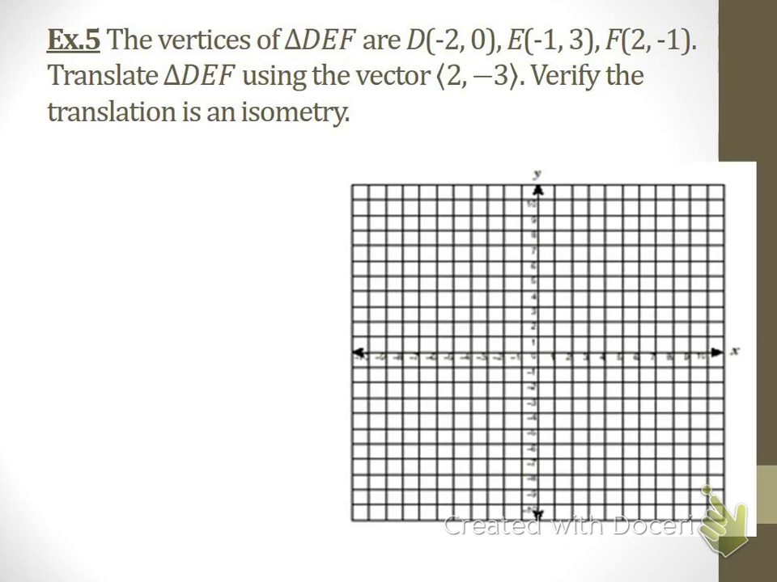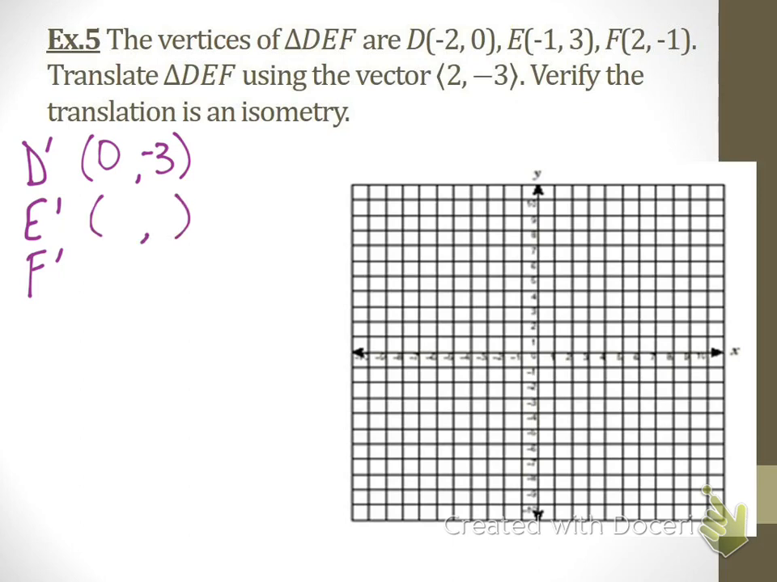Let's first figure out our new vertices. So I'll call them D prime, E prime, F prime. What would the new vertices for D prime be? What is it, Kobe? Good, 0, negative 3. So remember, this is what we do to x. It's a positive 2, so we're adding 2. This is what we do to a y. A negative 3 means we subtract 3.